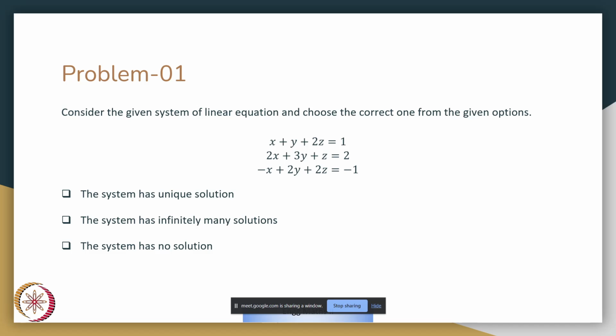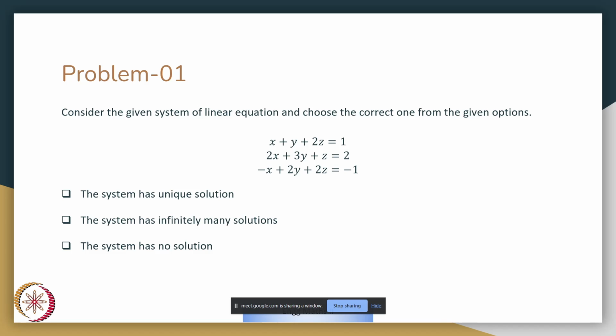So, problem number one. It asks, consider the given system of linear equations and choose one from the given options. So we have been given a system of linear equations in three variables x, y, and z. We have three equations, and we are asked to state if the system has a solution, and if it has a solution, whether it has a unique solution or infinitely many solutions.